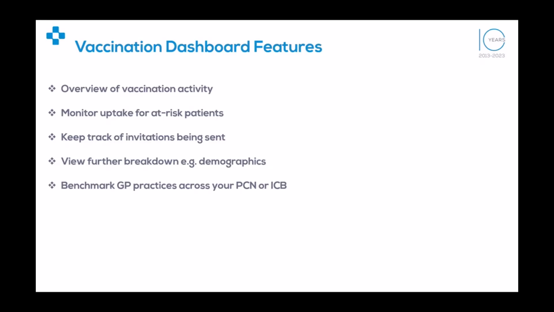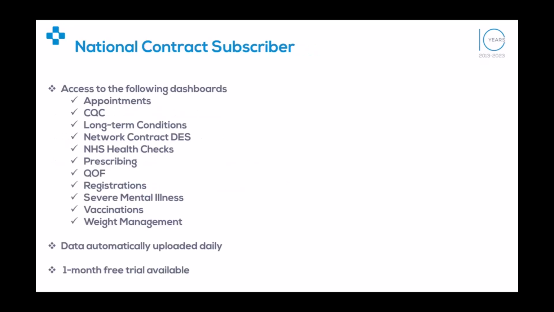But one important thing that you need to note, in order to see the vaccination dashboard, you have to be a national contract subscriber. So if you're not sure if you are one, then get in touch and we will let you know. If you know you're definitely not a national contract subscriber, then you can sign up for a 1-month free trial, and you can do that at any point. So if you're interested, what we'll do is we'll pop a link in the Q&A, so you've got the option to be able to sign up for a 1-month free trial and also get a demonstration with our team too.